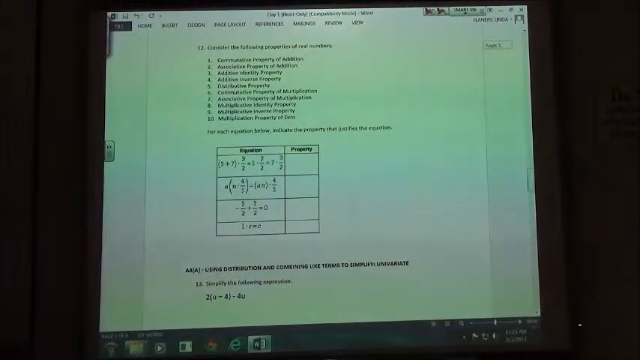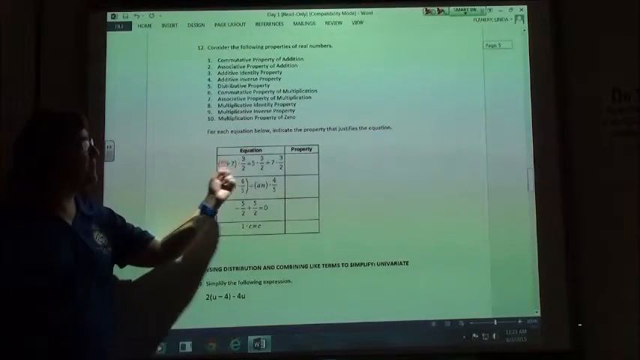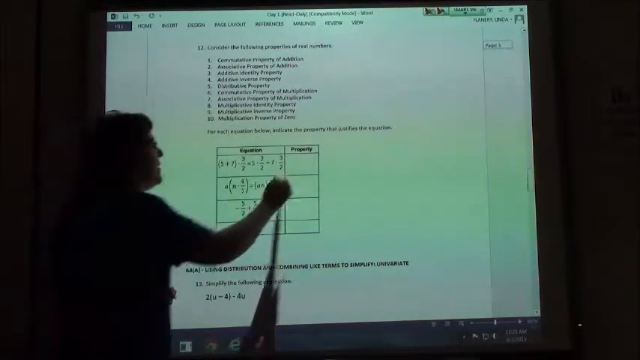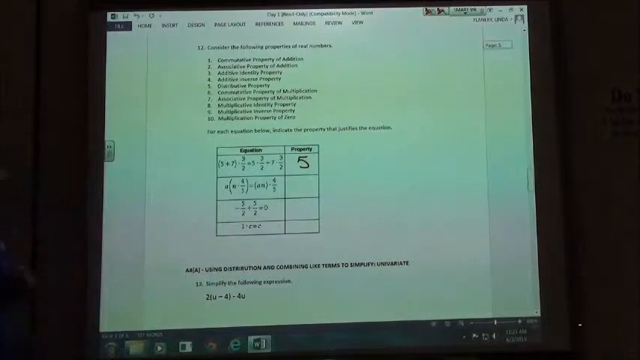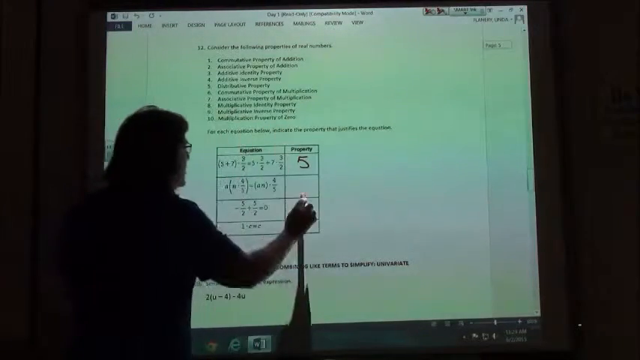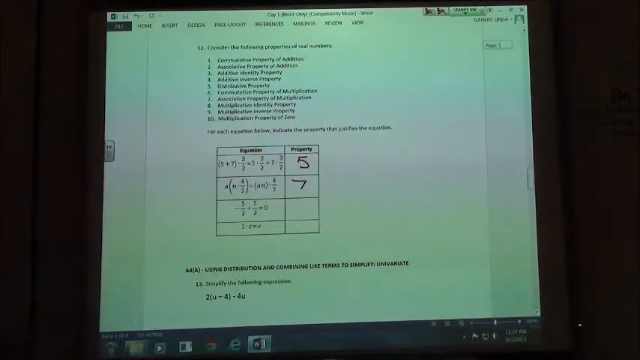So number 12 there. The first one would be what property? Distributive. They took the 3/2 times both the 5 and times the 7. Got rid of their parentheses. So number 5. The next one would be the associative property of multiplication, which is number 7. They just move the parentheses on that one.